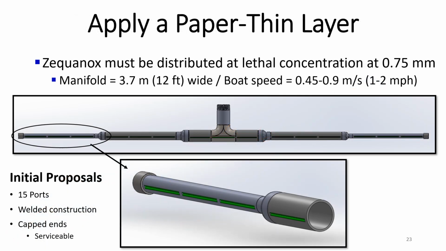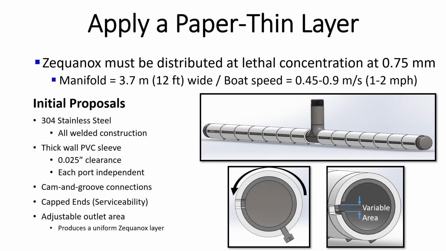One of the challenges of this proposal was to provide a uniform distribution of about 0.75 millimeters thickness at variable depths and in a paper thin layer. On the one hand, the manifold itself was restricted to 12 feet wide, and on the other hand, the expected velocity of the boat itself would be 1 to 2 miles per hour. So several iterations of injection manifold designs were made. This illustrates one of the many designs.